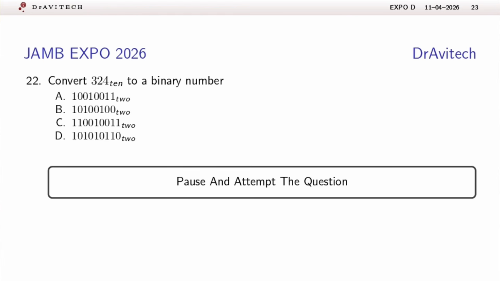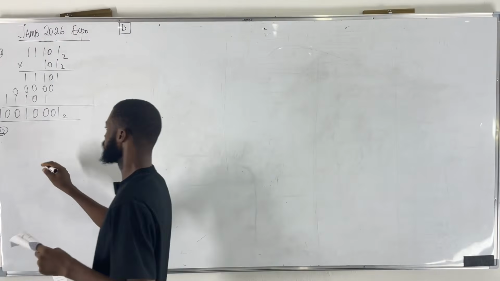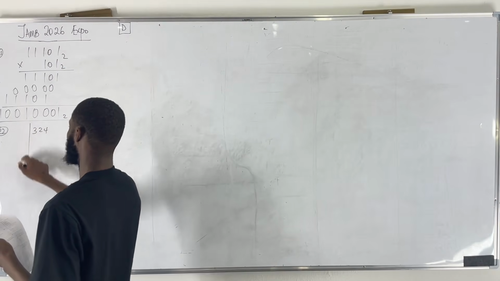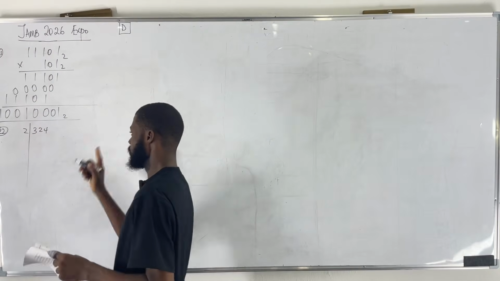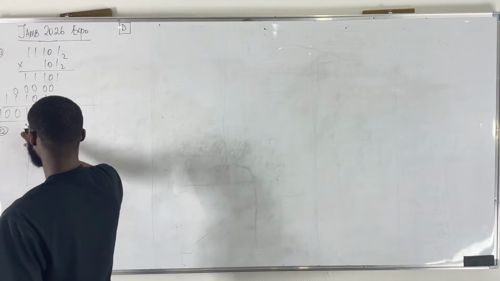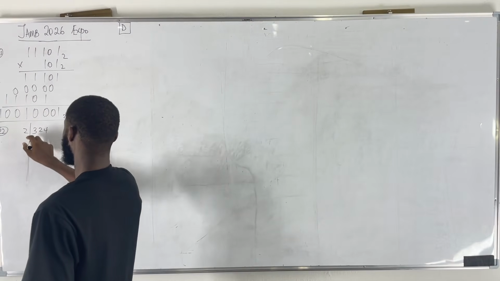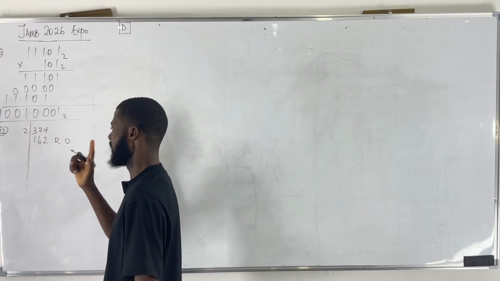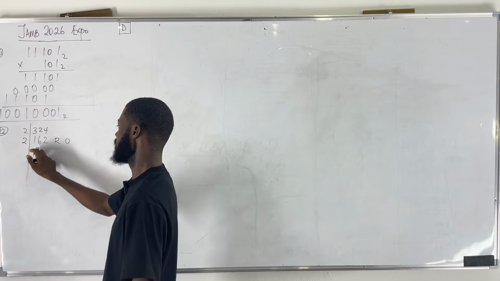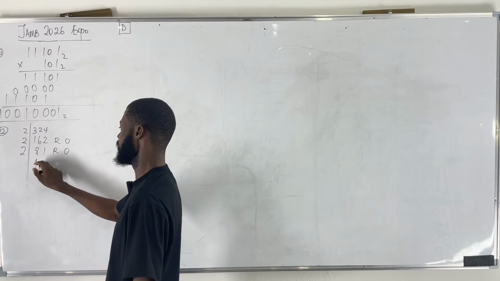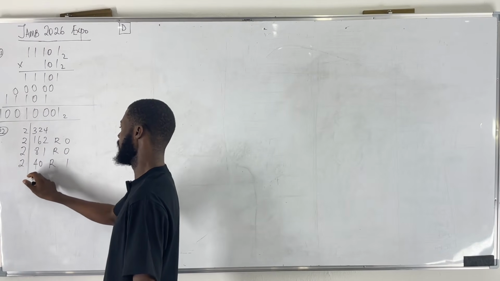22 says, convert 324 in base 10 to a binary number. So what we're going to be doing is we're going to divide 324, starting by dividing it by 2. 324 divided by 2 will give us 162, remainder 0 because it perfectly divides it. 2 again will give us 81, remainder 0, perfectly divides it. 2 again here will give us 40, but there will be a remainder of 1. 2 again will give us 20.